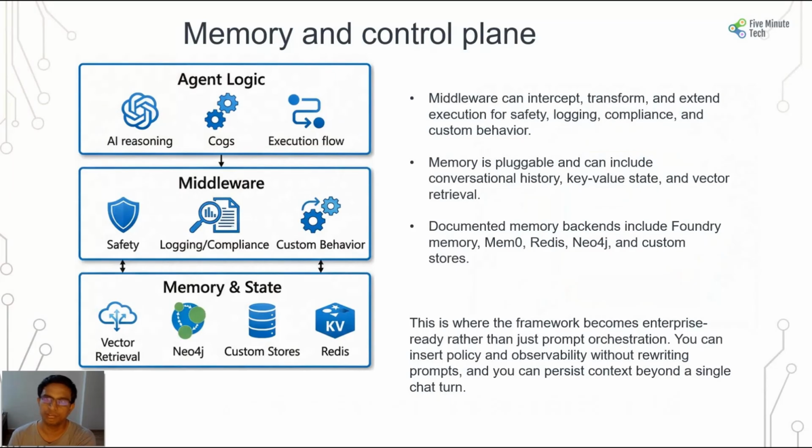Now, memory and control: it has the agentic logic, then the middleware and the memory and state. The middleware can intercept, transform and extend execution for safety, logging, compliance and custom behavior. Your memory is pluggable and can include conversational history, key-value state and vector retrieval. Documented memory backends include Foundry memory, Mem0, Redis, Neo4j and custom stores. Now this is where the framework becomes enterprise-ready rather than just prompt orchestration.